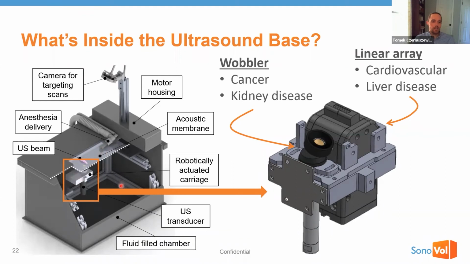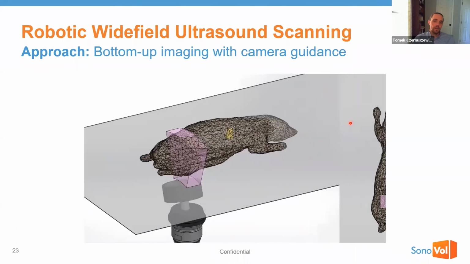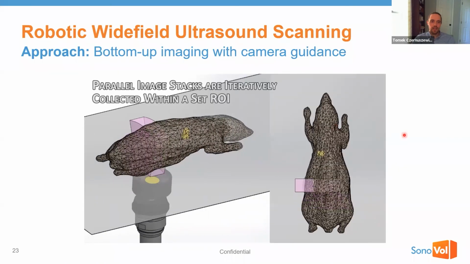This carriage translates underneath the animal in a fluid-filled chamber to create an acoustic path for the ultrasound. All we have to do is fill this chamber with a thin layer of water, and we're ready to go and cycle through animals. This video shows how the raster scanning approach is done.